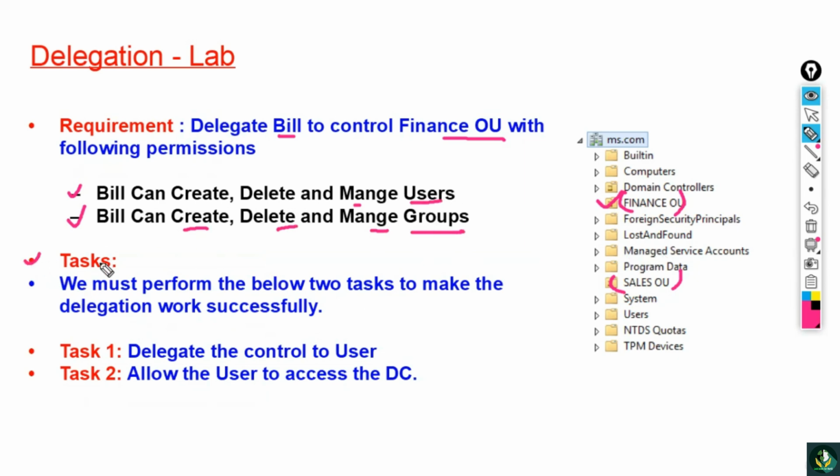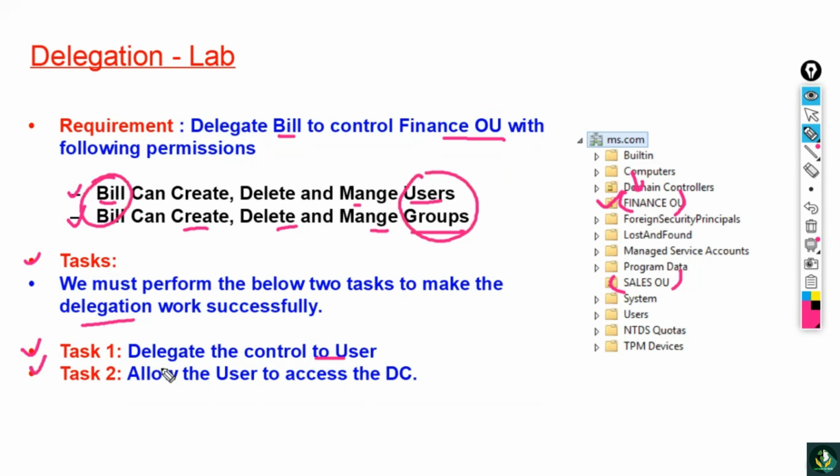Then we need to perform this task. So we must perform the below 2 tasks to make the delegation work successfully. The first task is to delegate the control to a user. So you will go to the OU and we will delegate the control. Let us say Bill can create, delete and manage users and groups. So we'll delegate the control to Bill.